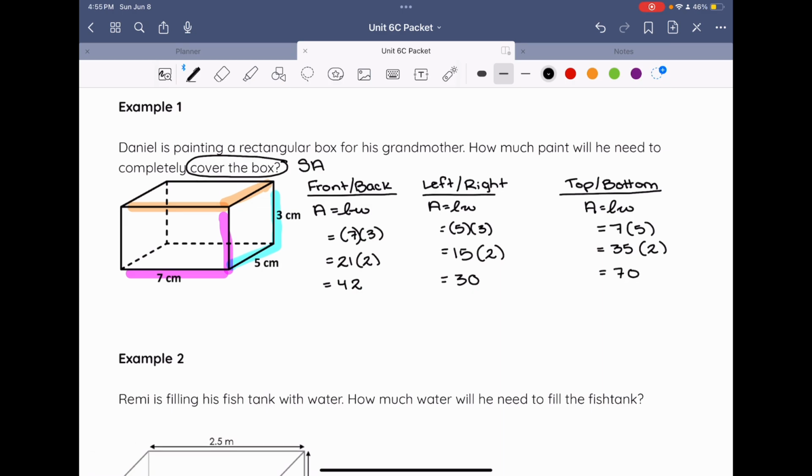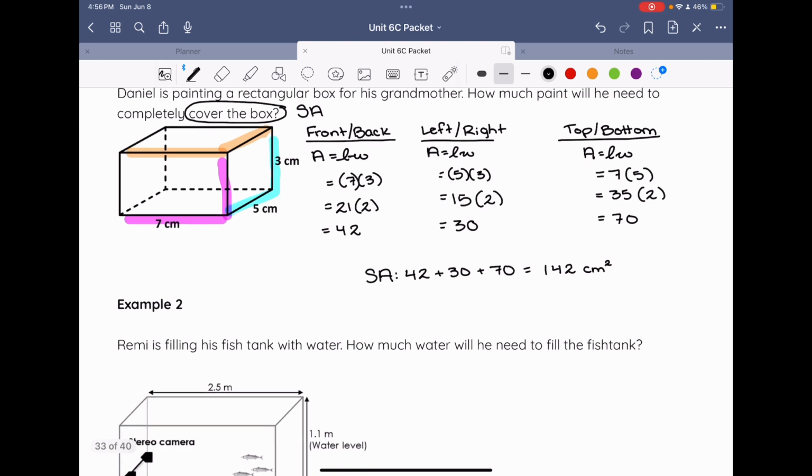Now my last step for the total surface area is to add everything together. So 42 plus 30 plus 70. All right. In total, when you add those up in your calculator, you should get 142 centimeters squared. So that's how much paint he would need. Enough paint to cover 142 centimeters squared of space. Let's look at example 2.